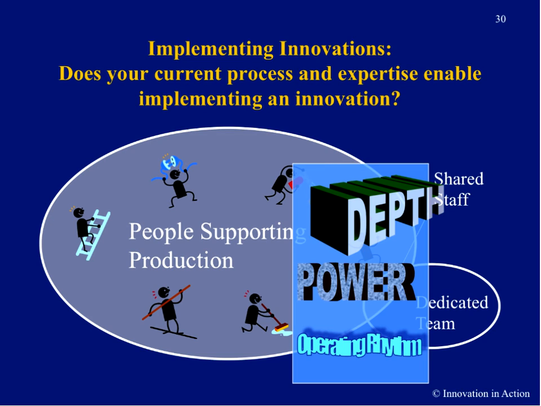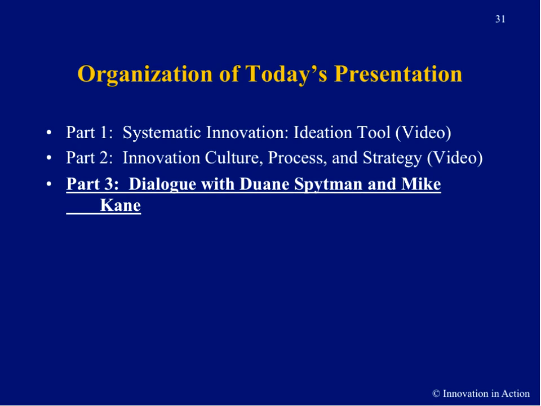Second one is power. Once your new innovation is launched and you're attempting to implement it and someone else is going to be in power than previous, there's going to be a power struggle that might prevent your implementation. And the final item is operating rhythm. Does your new idea fit into the existing production process, or are you hoping for something new and different?